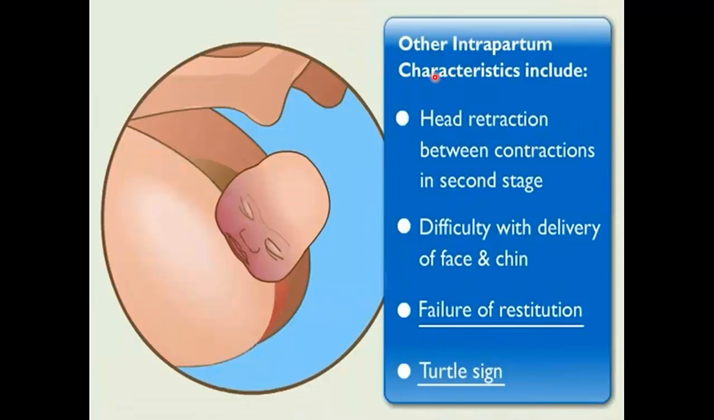Here is how to diagnose shoulder dystocia. Warning signs include head retraction between contractions in the second stage, difficulty in delivery of the face and chin, failure of restitution, or the turtle sign. These are warning signs of shoulder dystocia in the second stage.